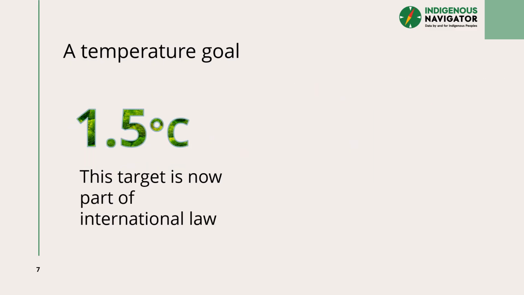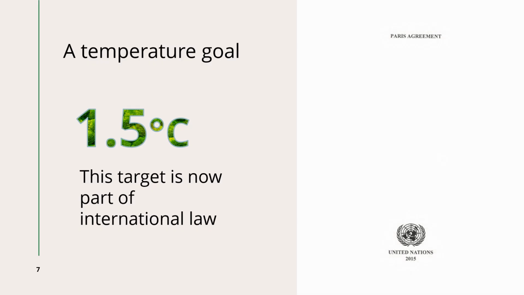This target of 1.5 degrees Celsius is now part of the international legal framework that has been developed regarding climate change. The Paris Agreement is a legally binding international treaty with the goal of limiting global warming to well below 2 degrees Celsius above pre-industrial levels, while pursuing active efforts to limit the temperature increase to 1.5 degrees.